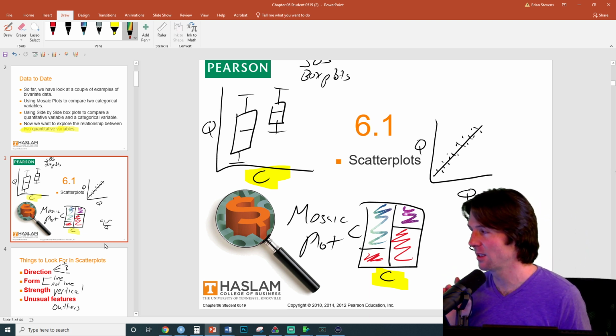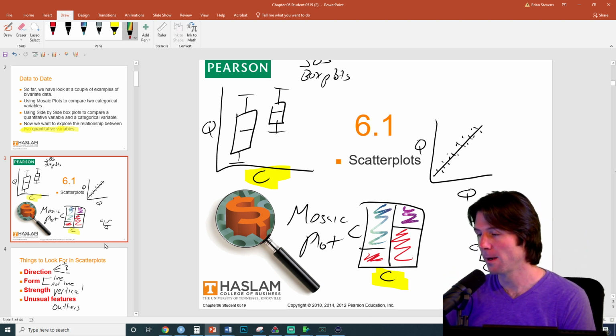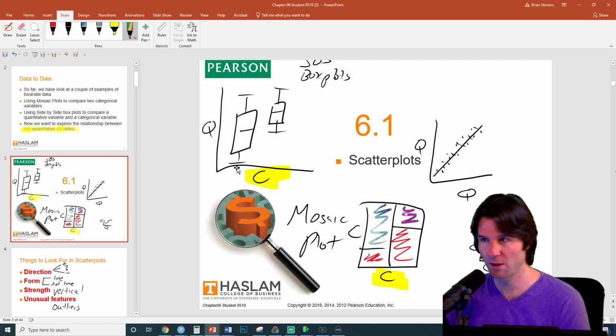I put that one behind me as a secret. It's not there, I promise. But it's bivariate categorical if we do, does your car get stolen and what type of car do you have? That would be bivariate categorical.